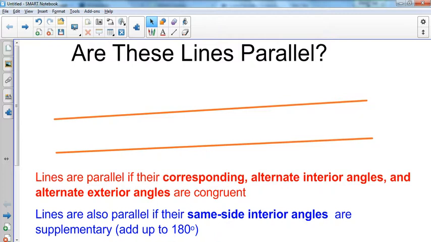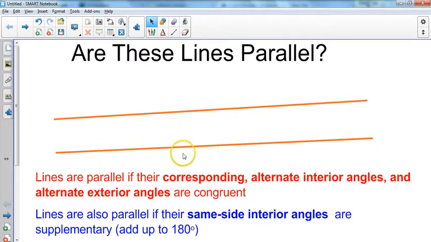Lines are going to be parallel if corresponding, alternate interior, and alternate exterior angles are congruent. So to check if these orange lines right here are parallel or not, all we have to do is measure a pair of angles and check to see if they're congruent or not. We don't have to do every pair, just pick one and measure them, okay? Also, lines are parallel if their same side interior angles are supplementary, meaning they add up to 180 degrees. And we're going to prove these a little bit later. Right now, let's just get some practice seeing if this makes sense to us.